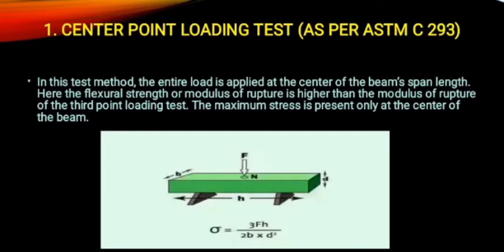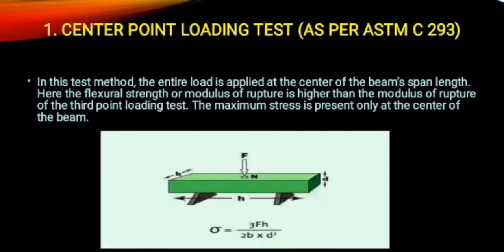In this test method, the entire load is applied at the center of the beam's span length. Here, the flexural strength or modulus of rupture is higher than the modulus of rupture of the third point loading test. The maximum stress is present only at the center of the beam. So, ang unang method is center point loading test.